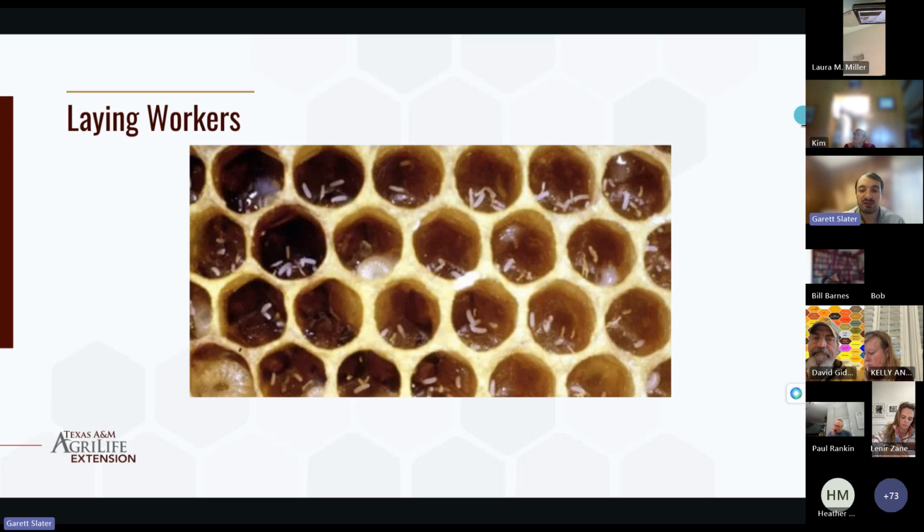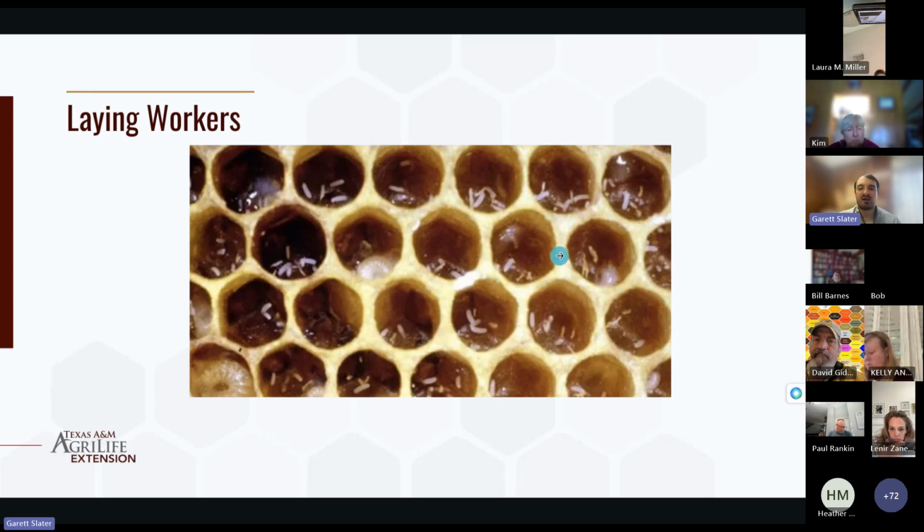Typically, when you see a laying worker colony, you'll see a lot of eggs within one cell. Because the workers' abdomens are very short, they're unable to get all the way to the bottom like a queen. So you see a lot of these eggs kind of on the side of the cell. You'll see them kind of curve like this rather than one egg right at the bottom as with a queen.